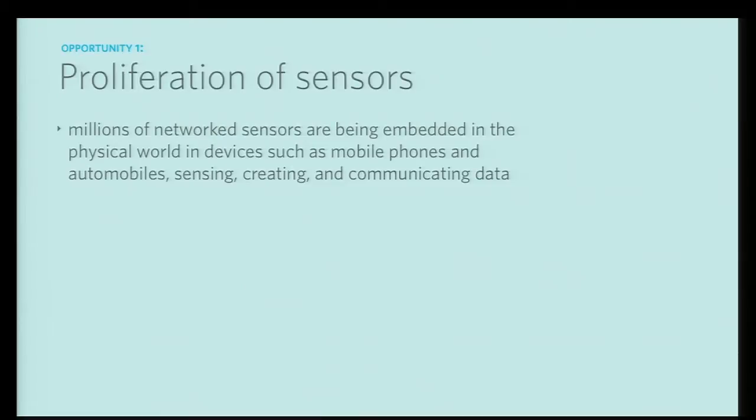So we noticed, first of all, that there's a proliferation of sensors out there. Sensors are being embedded in everything from mobile phones to cars to buildings to vehicles. They're part of industrial processes. They're part of our global supply chains. We think we can derive a lot of information value from those.